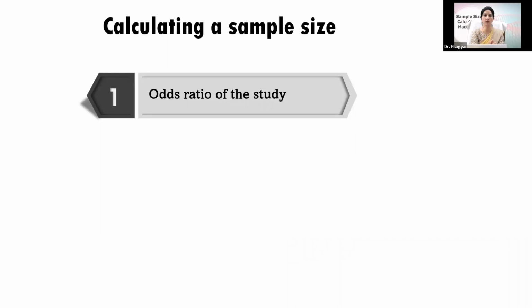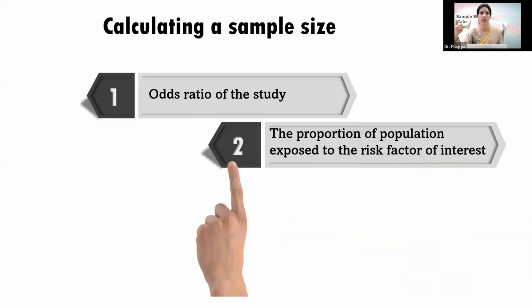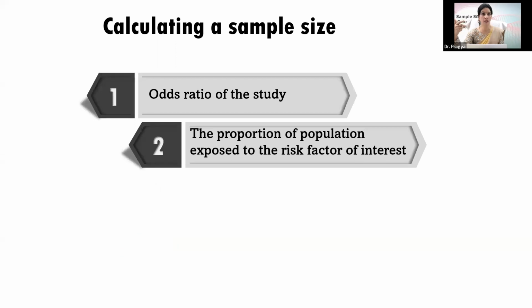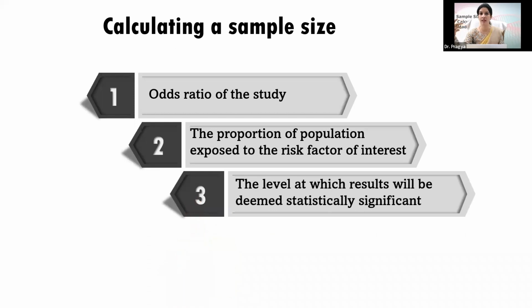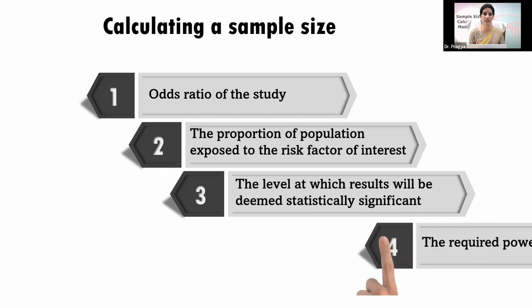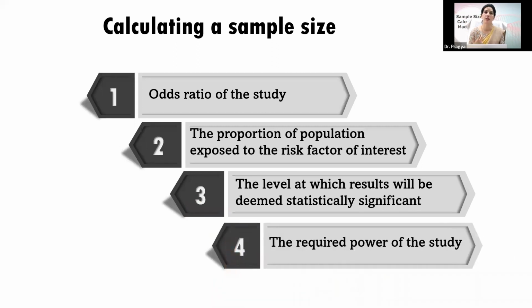Now coming to the calculation of sample size. Whenever we calculate a sample size for a case control study, we need these inputs to put in the software. You need the odds ratio of the study. You need the proportion of the population exposed to the risk factor of interest. You need the level, like we talked about the level of significance and power in the first session. So you need at what level you classify it to be statistically significant, and also the required power of the study.